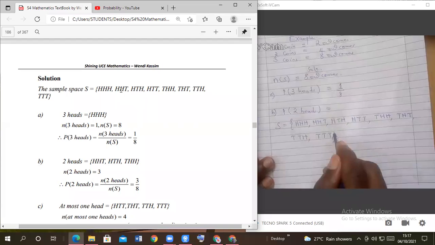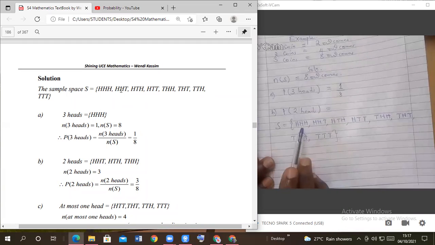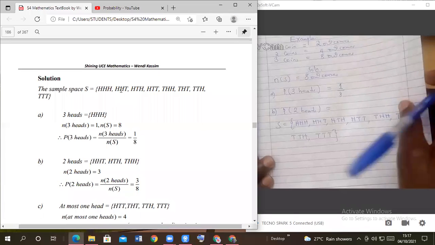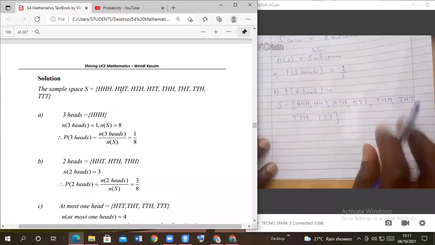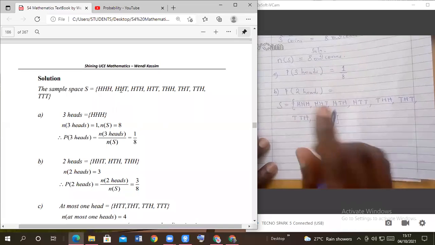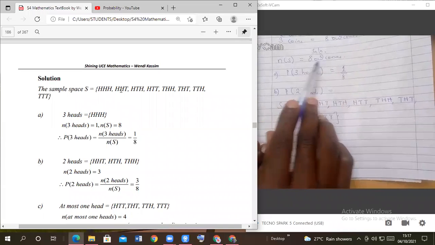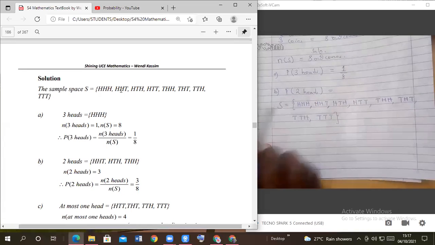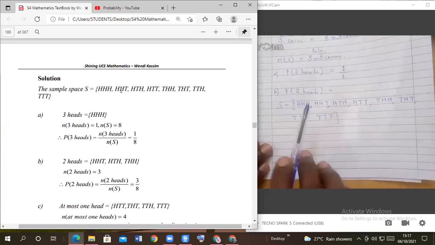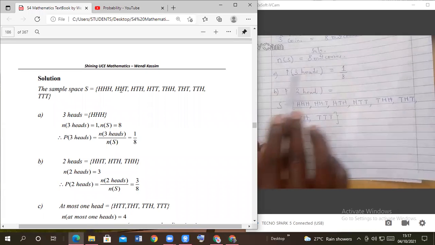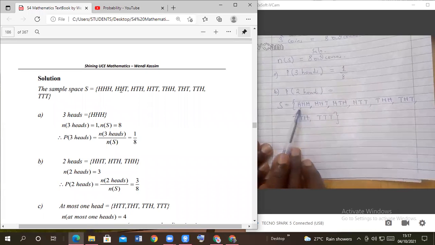Not so? How many are there? 1, 2, 3, 4, 5, 6, 7, 8. There are 8. These are our possible outcomes. That's why we said our sample space is 8. Now, they want us to find, when you look at here, what is the probability of getting 3 heads? This is only 1 here, not so?